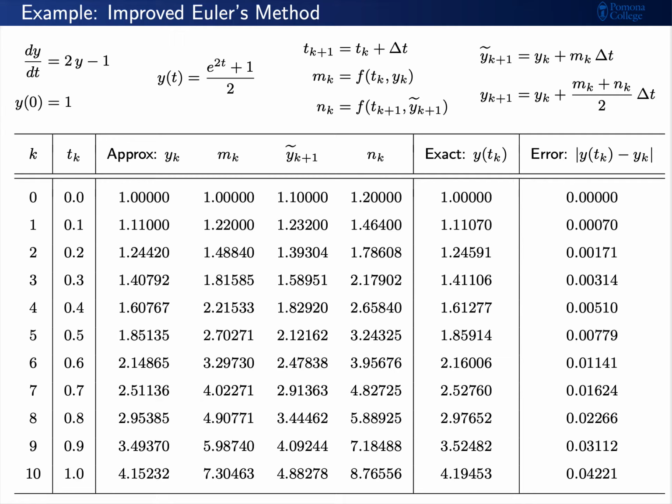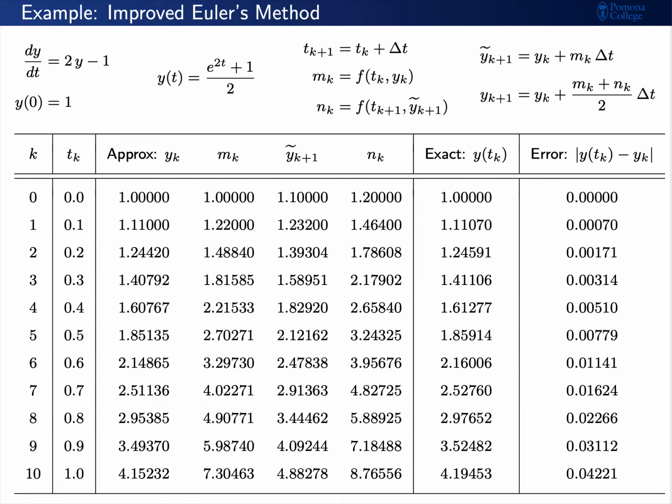Here you can see on your screen all of the numbers that we should find once we run through the improved Euler's method. In particular, you'll see at the bottom line that the error in the lower right-hand part of your screen is now 0.0422. This is much smaller than what we had before on the previous screen.